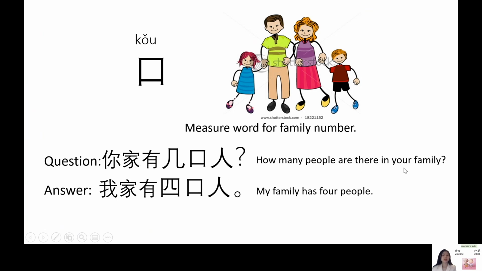How many people are there in your family? We can ask, 你家有几口人? Let's try again. 你家有几口人? Let's see this picture. 1, 2, 3, 4. We can answer, 我家有4口人。Great.